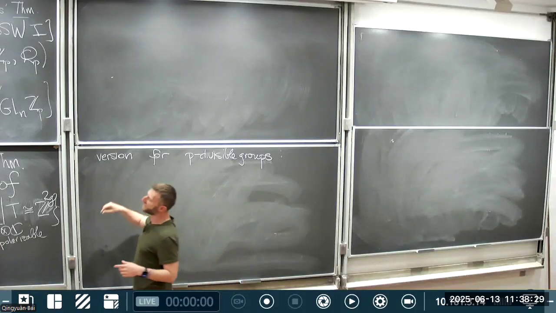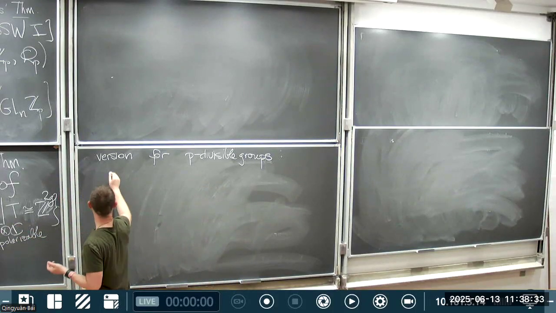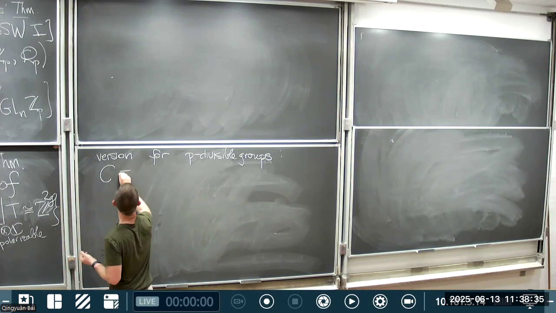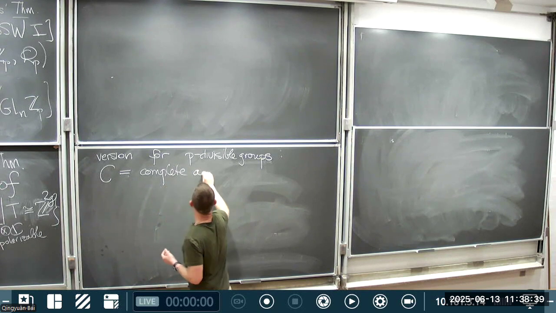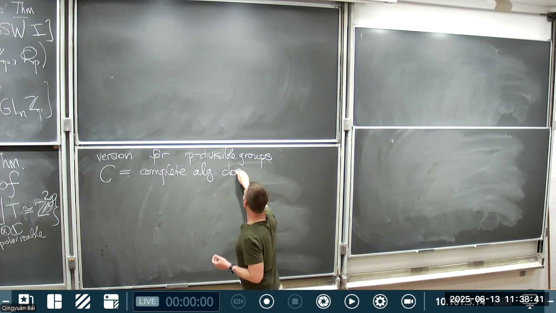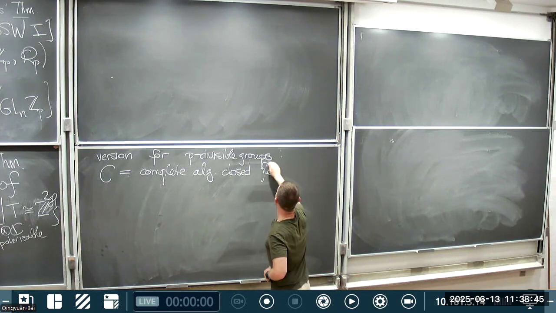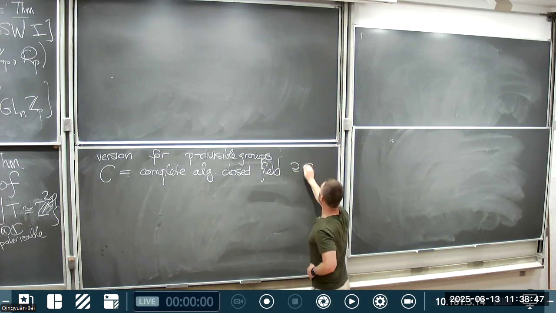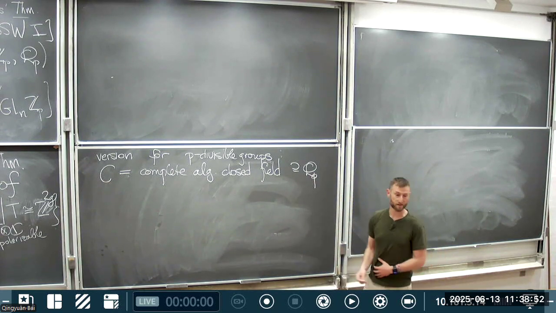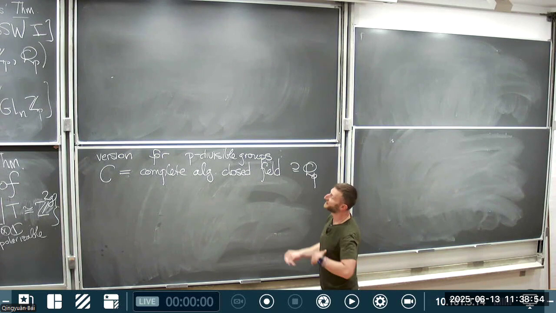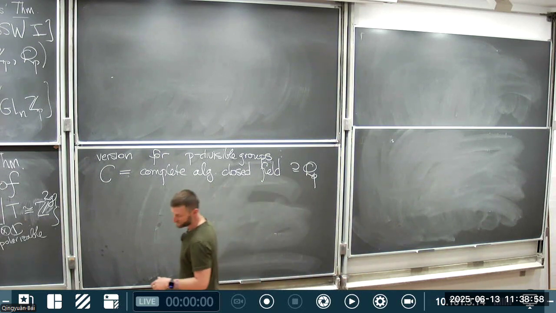And to set this up, I need first an analog of complex numbers. And easy to do that. So let C be a complete algebraically closed field containing Q_p. So the metric is going to extend the p-adic metric. So if you like, C is the completion of the algebraic closure of Q_p, which is a perfectly good example.